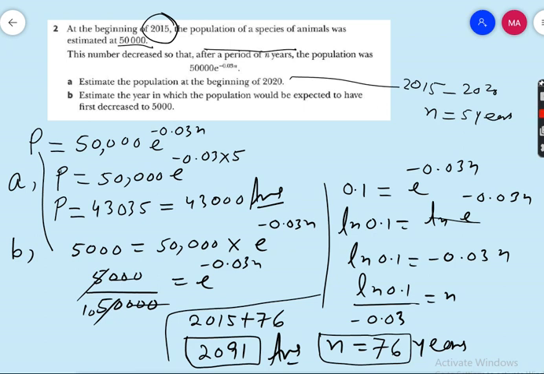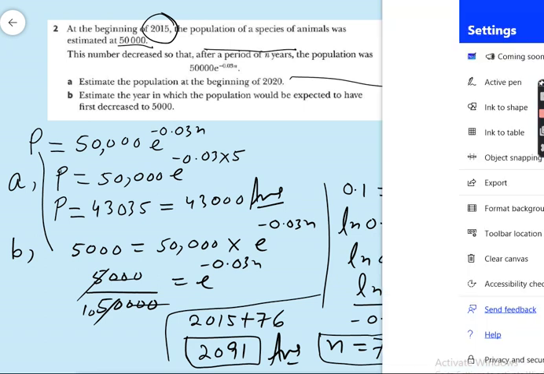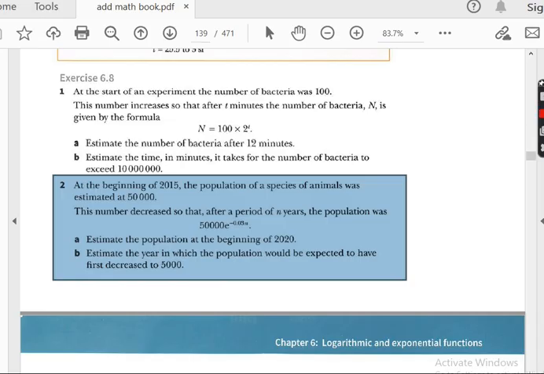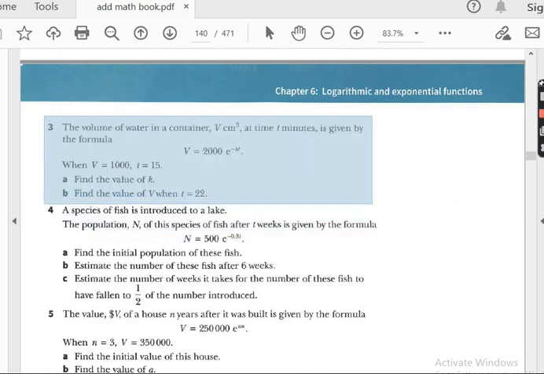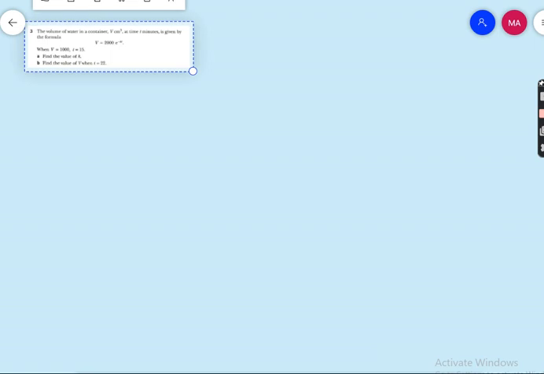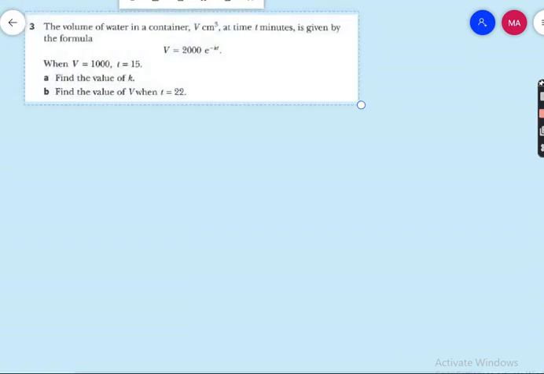So this is the power of the natural logarithm ln. This is the power of the exponential function. So I hope you completely understand question number 2. Come to question number 3. So this is question number 3.